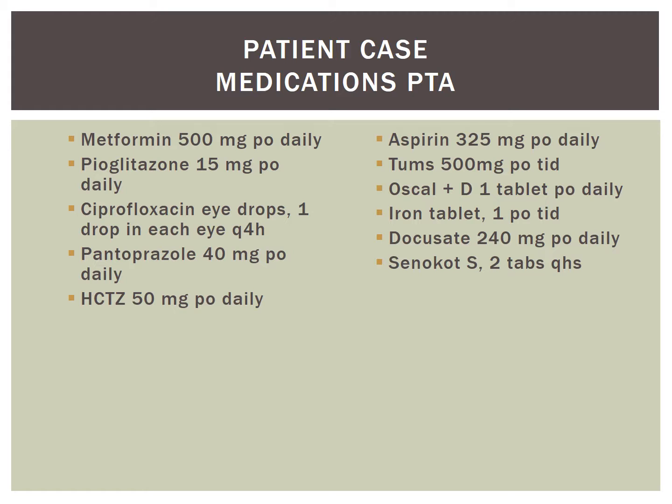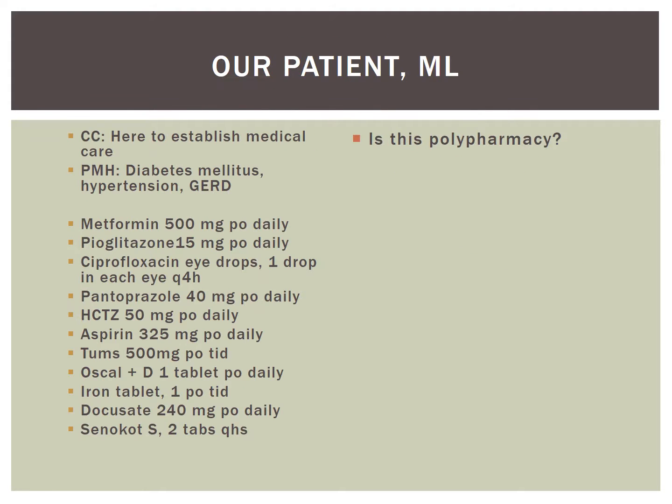The left column are medications which are prescription. The right column are those that are over the counter. The patient is self-managing all of these medications. She hasn't been seen by a physician in the last 12 months. There have been no changes to her medications since that time. She doesn't have any acute medical complaints. She's really just establishing care. Her vitals and labs are all normal. So let's reflect. Is this polypharmacy?